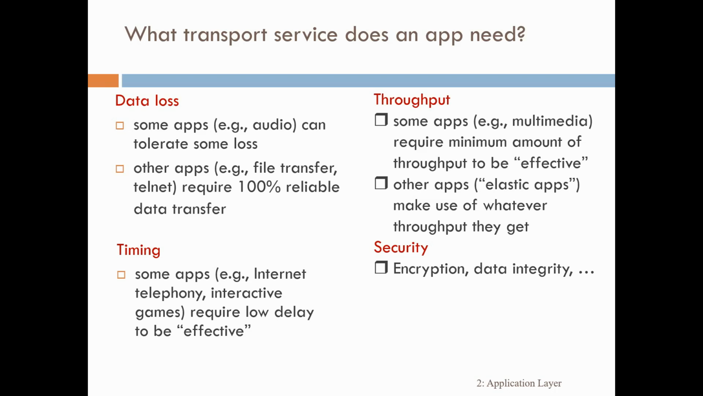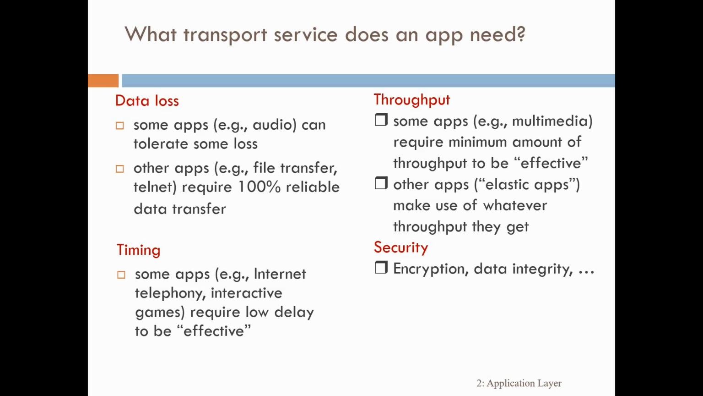You have to have 100% reliable delivery. That's true of emails and web applications, for example. You can never receive an email that has errors. You might send an email and you don't receive it at all, but you would never actually receive it with errors. Another service could be timing or delay.